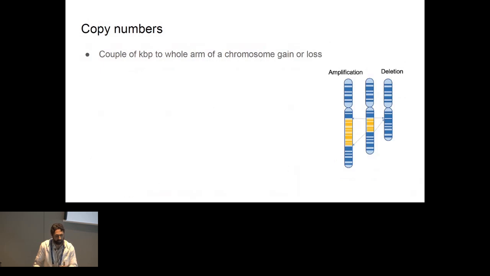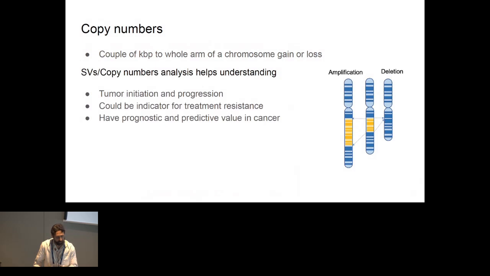Generally, we can say a couple of kilobase pairs or a whole arm of a chromosome in a gain or loss could be called copy number. Structural variations or copy number analysis help in understanding tumor initiation and progression, could be an indicator of treatment resistance, and have prognostic and predictive value in cancer.